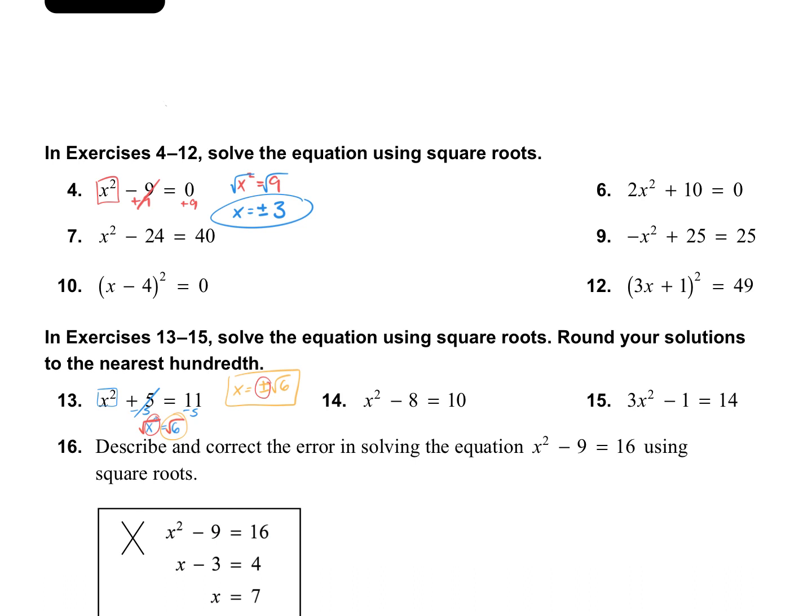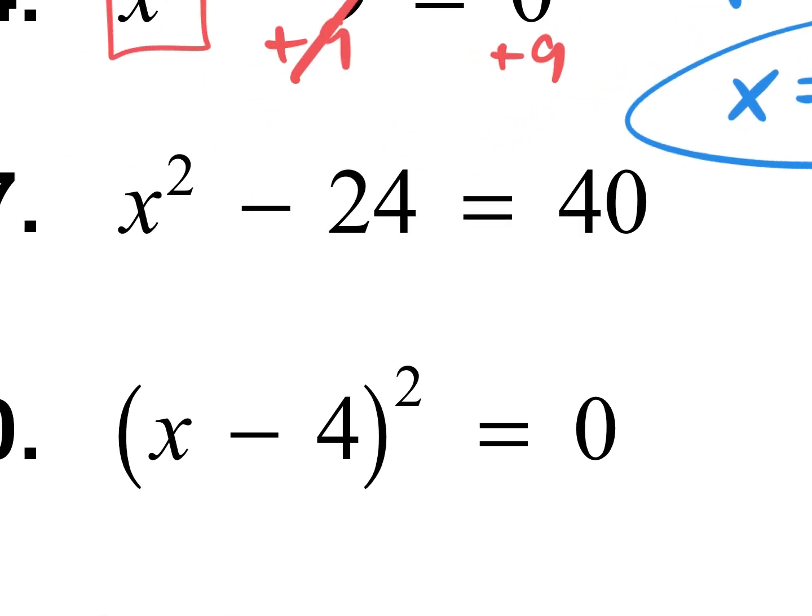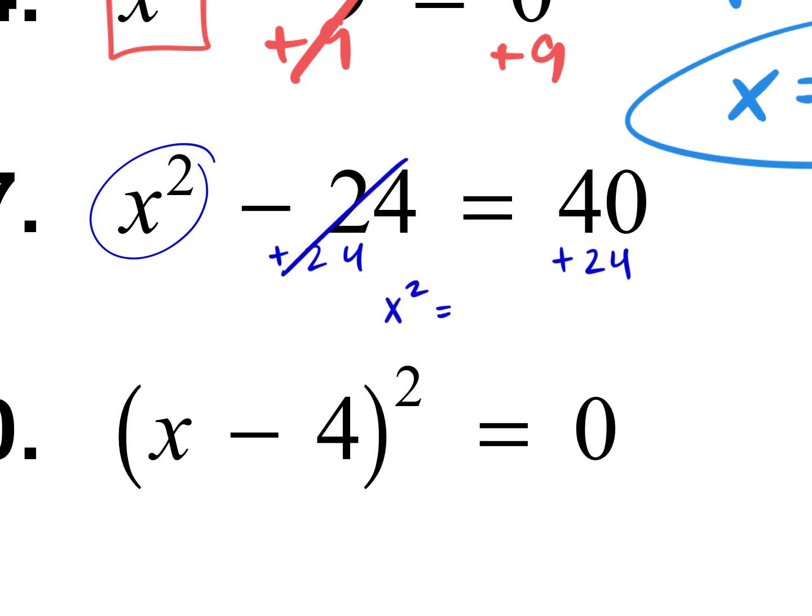What should we do first for number 7? Add 24 to move it to the other side. Perfect, because we have to get the x to the second power all by itself. So we're going to add 24. So we get x squared is equal to, what's 40 plus 24? 64.